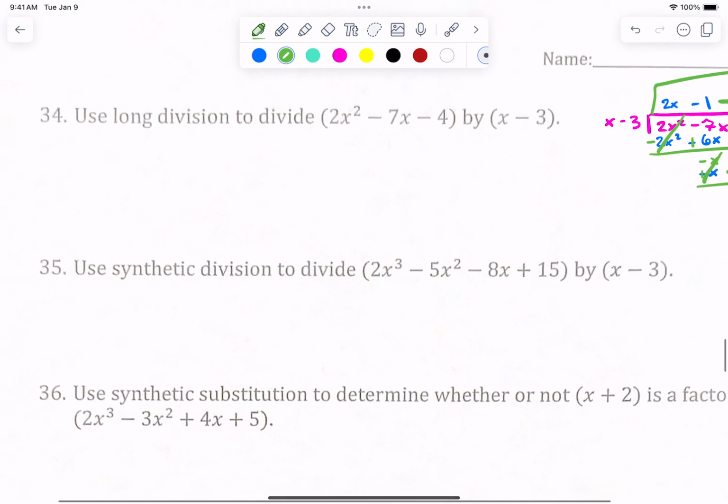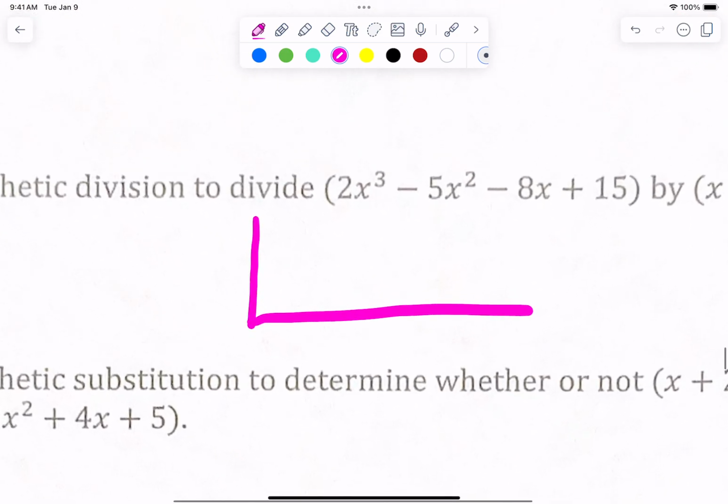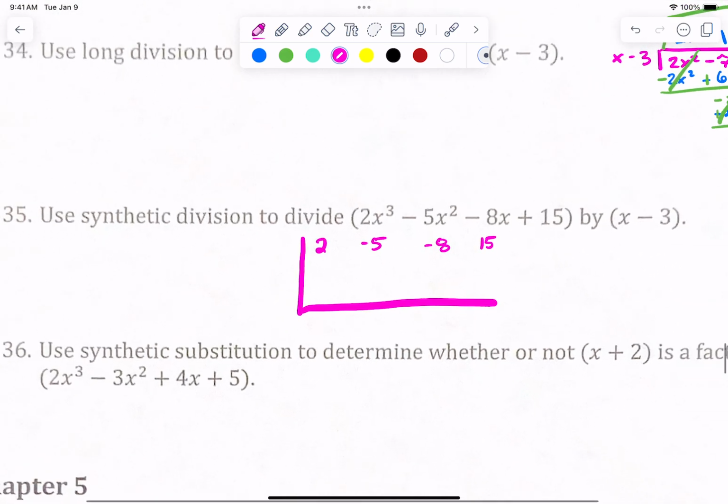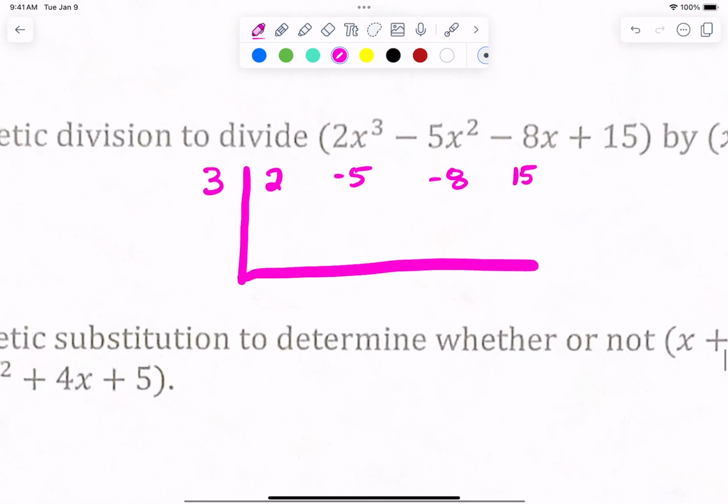All right, next one is synthetic division. It's the box upside down. My numbers at the top are 2, -5, -8, and 15. Okay, what number goes on the outside? 3 or -3? If I set it equal to 0 and add the 3 over, it should be a positive 3 on the outside, right? Okay?